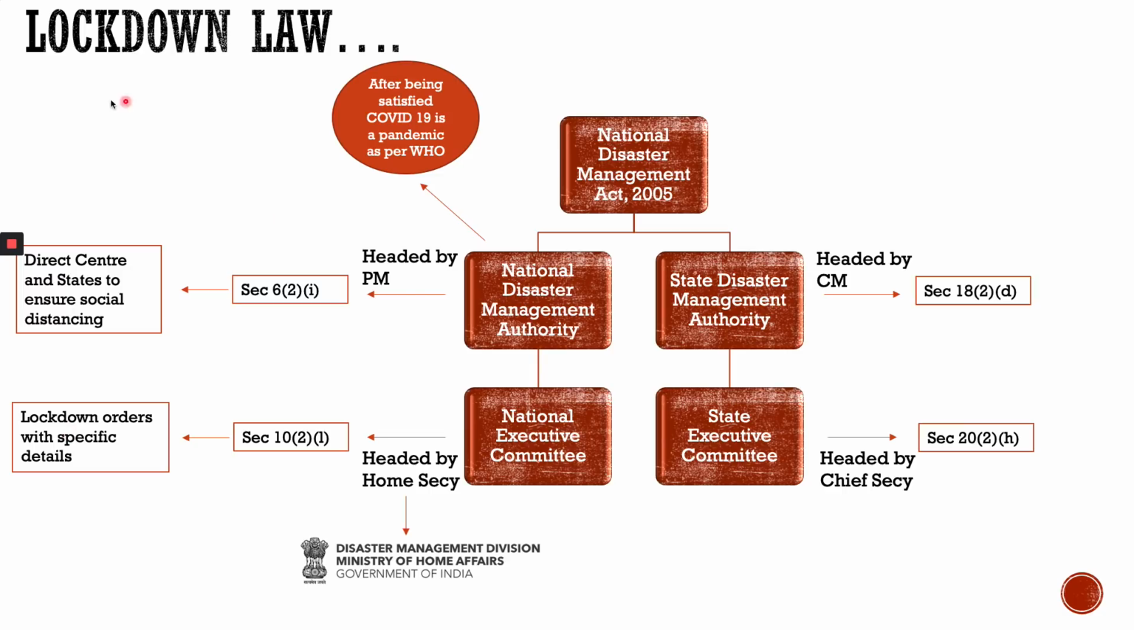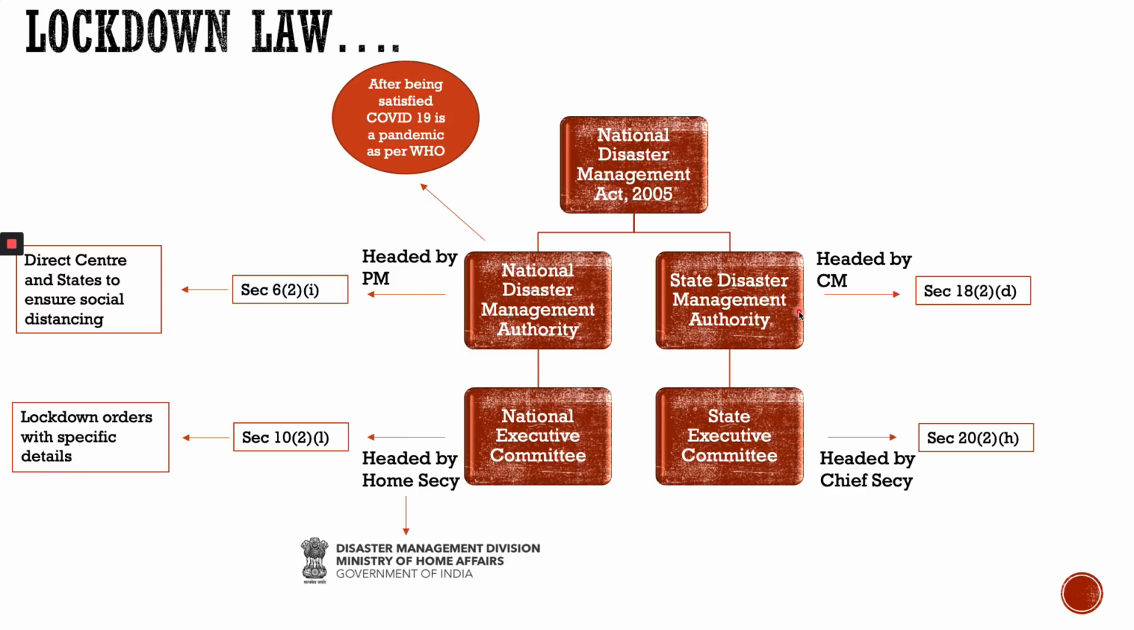The word lockdown doesn't exist under any law. This is colloquially or commonly called a lockdown. When you stop people from moving out, when you stop people from attending schools, colleges, and institutions, when you shut basic commercial operations, when you stop transport and other transportation facilities, what you have essentially done is a lockdown. This is what a lockdown means. A lockdown is not a legal term.